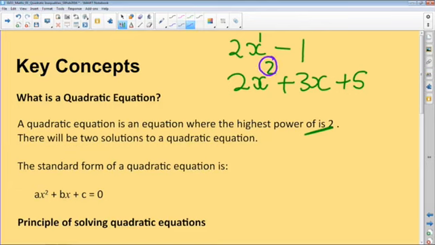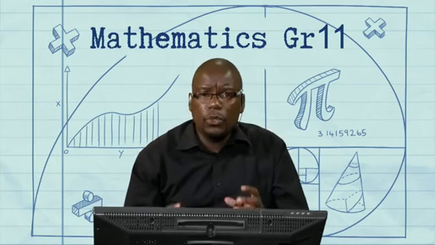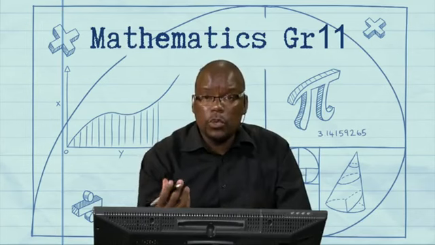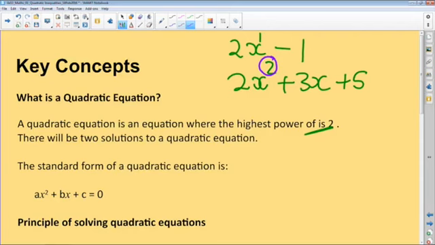Now remember in grade 8, when you were solving linear equations, the highest power was 1 and you had only one solution. So here there will be 2 solutions to the quadratic equation. The standard form for the quadratic equation is ax squared plus bx plus c. And now we're also going to look at the principles of solving quadratic equations.